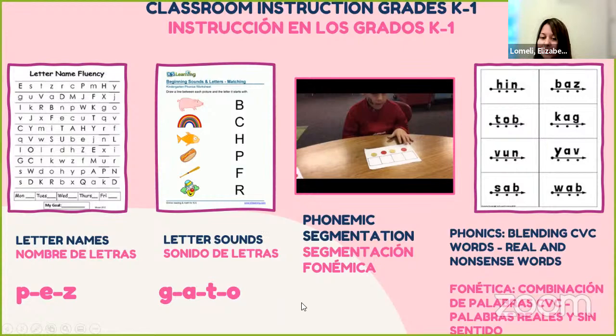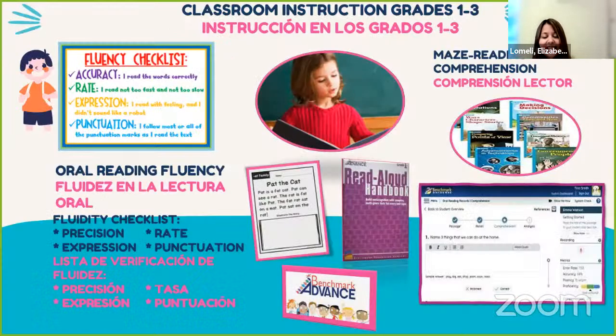And we're going to continue to the next slide. So just some of the things they're learning in kindergarten and first grade. Now, when we think about literacy and language development in grades first through third grade, now we're talking about fluency, right?